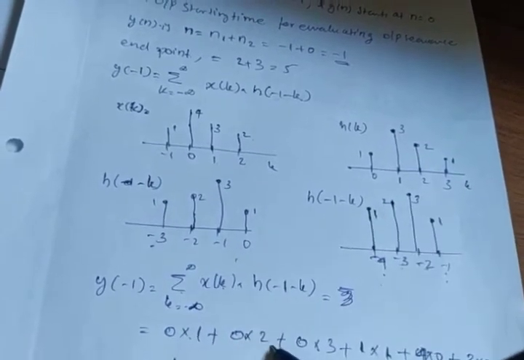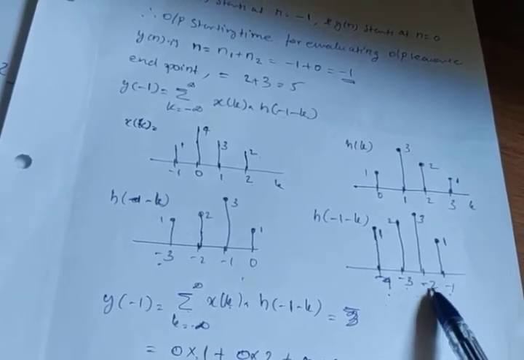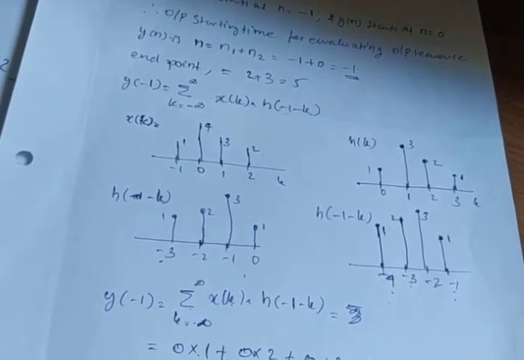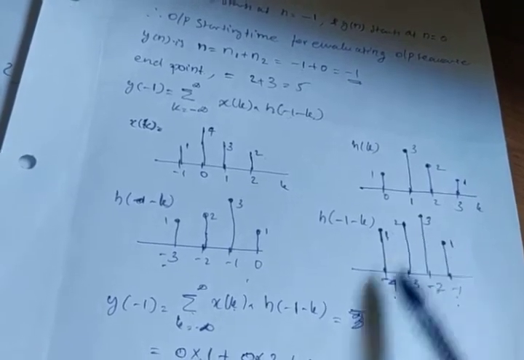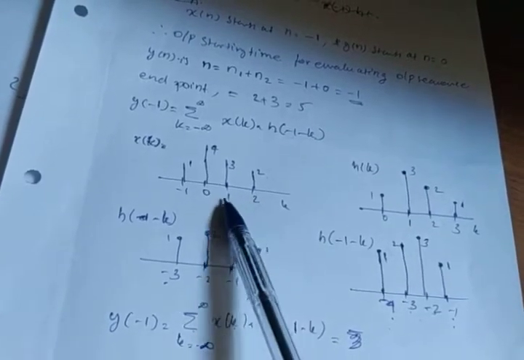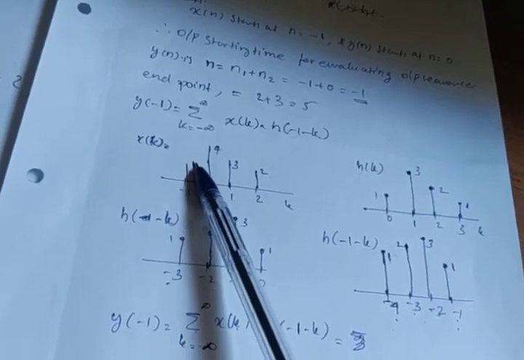So 0 into 2 plus, next is minus 2. At minus 2, what is the value here? 0. So 0 into, what is the value at minus 2 here in h of minus 1 minus k? 3. So 0 into 3 plus, here look at here, what is the value at minus 1? Yeah, we got a value 1.